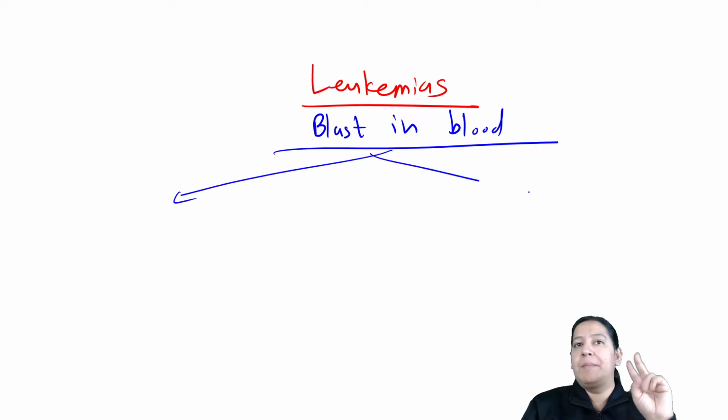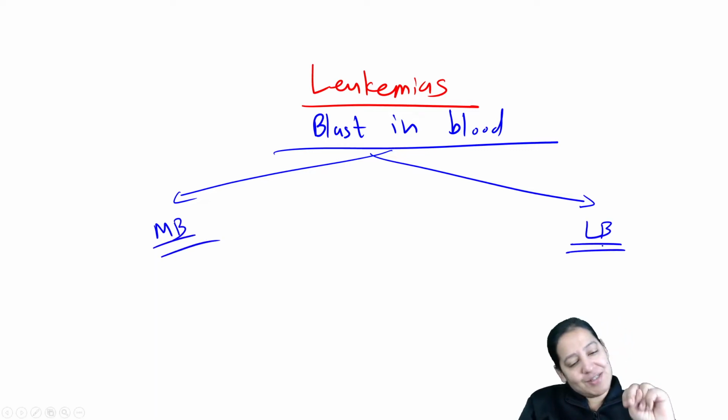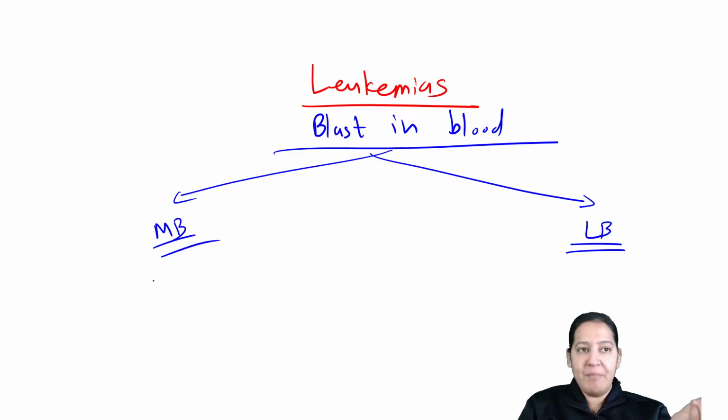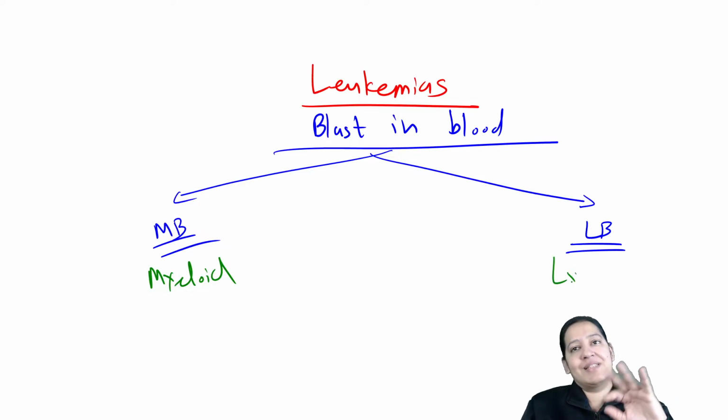Now, which blast is coming? There are two types of blast. Myeloblast is coming or lymphoblast is coming. Which blast is coming? So it is of two types. If myeloblast is coming, it is known as myeloid leukemia. And if lymphoblast is coming, it is known as lymphoid leukemia.